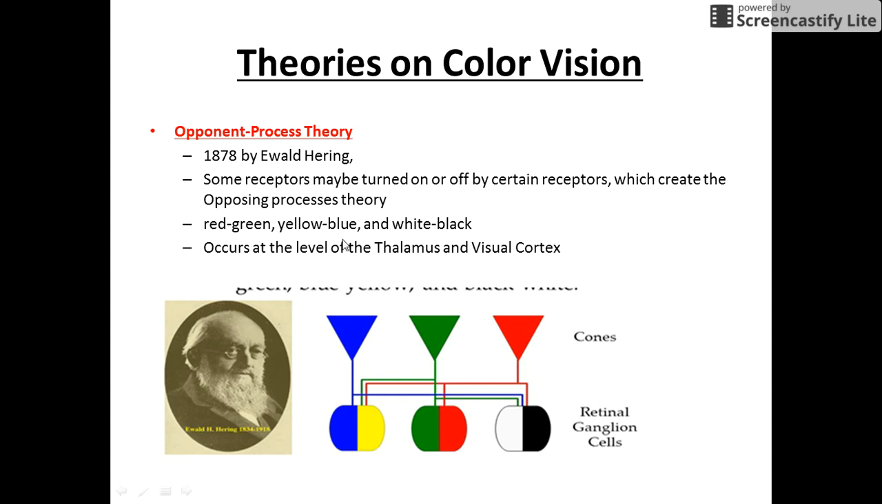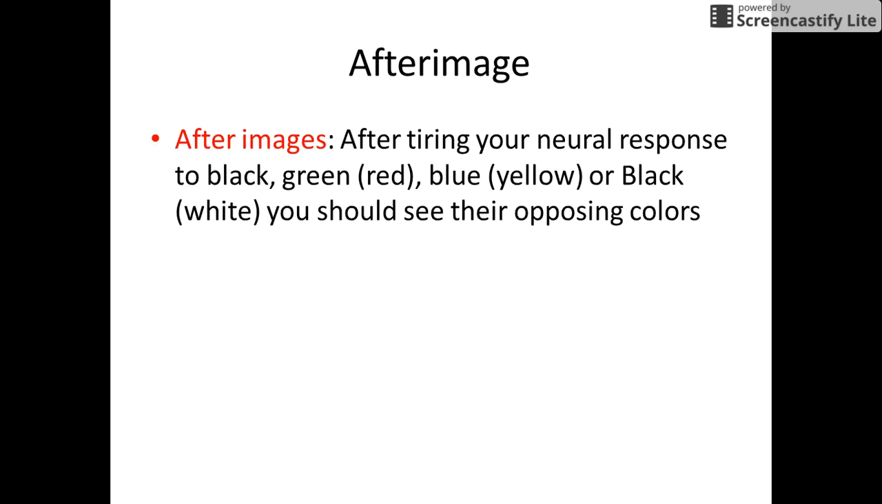You need to know what the opponent process pairs are. Red, green, you may think of holidays. Blue and yellow, you may think of light and color, and then black and white is yin yang. So take a minute and I want you to see how the opponent process theory works. Okay, it often creates what's known as an afterimage. After tiring your neural impulses by seeing a ton of black, you're going to see white. If you see a ton of green, you're going to oppose red. If you see a ton of blue, you're going to oppose yellow. Okay, so these are the opposing images that create afterimages.